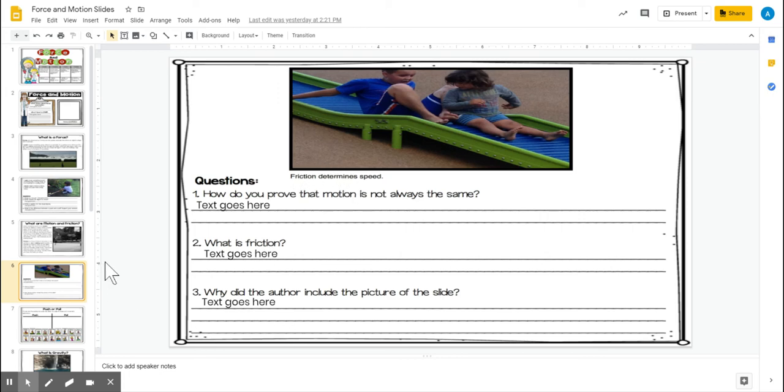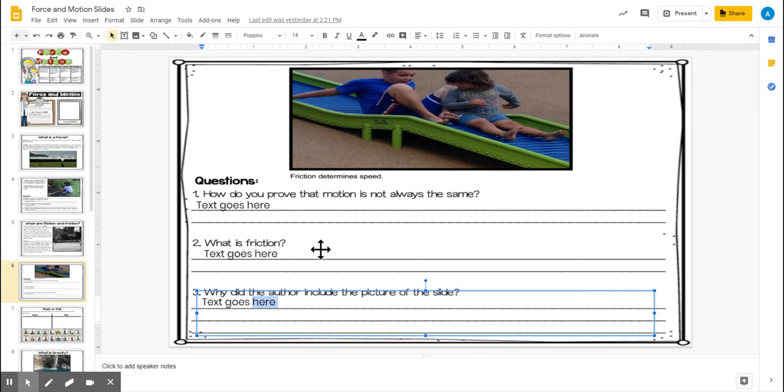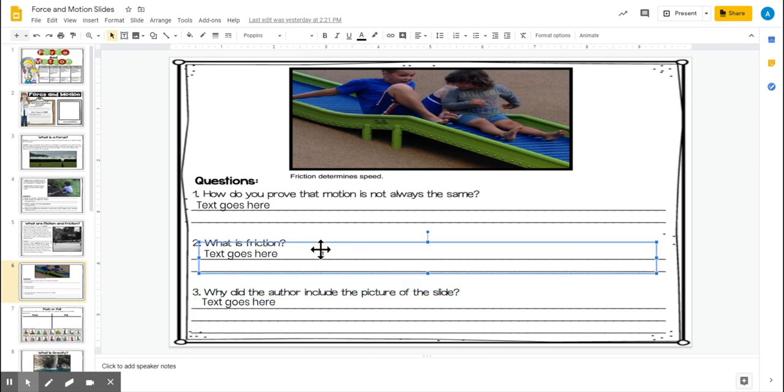So again, 3 easy questions. Just go ahead, double click right here, type in your answers. Please use sentences, not just words. And we'll talk about more of this tomorrow.